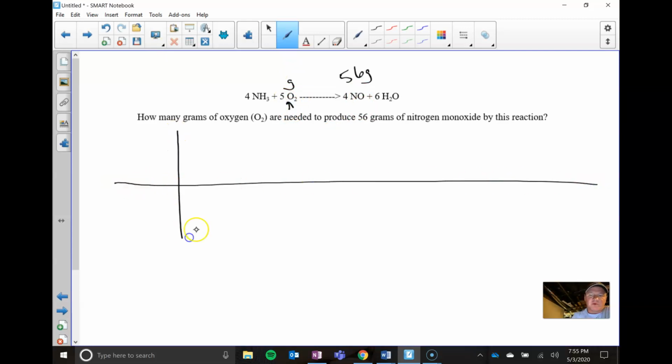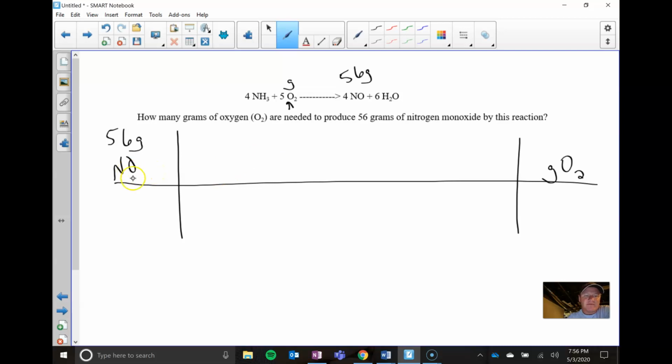Okay, crossbar. Like always, what was given to us? The problem told us that we want to produce 56 grams of nitrogen monoxide. And what are we trying to find? Well, we're trying to find how many grams of O2. Now, it is O2. Remember, it's not just O. Oxygen is diatomic. How many grams of oxygen are we going to need to put in this reaction to produce this much? Okay. So now we start mapping this thing out.